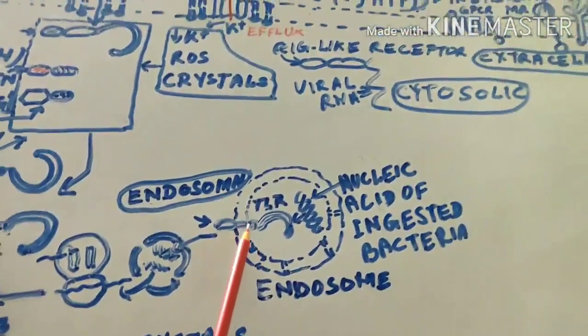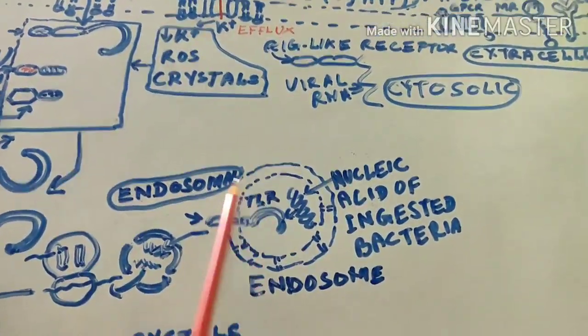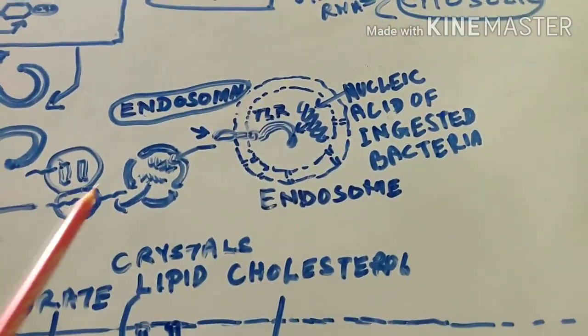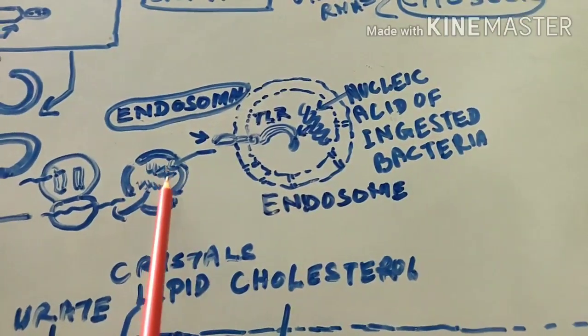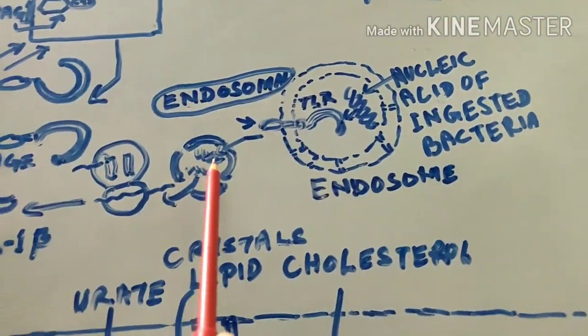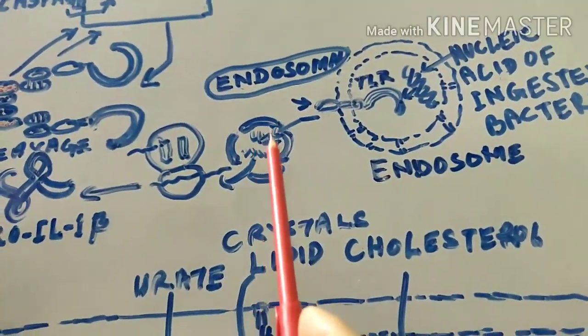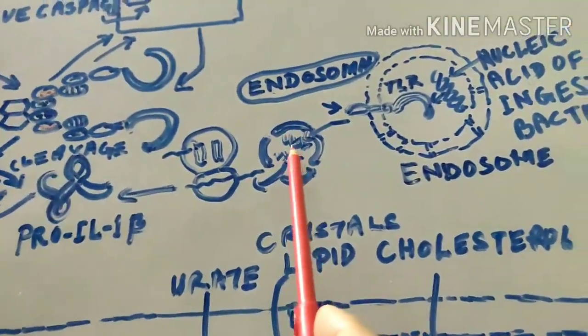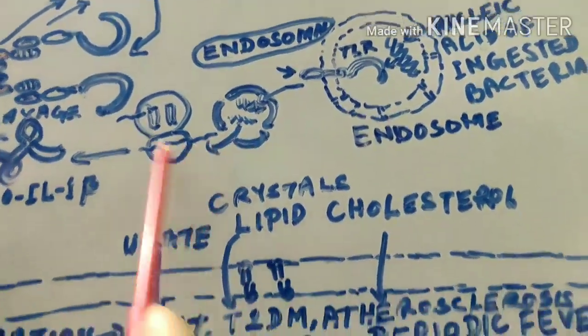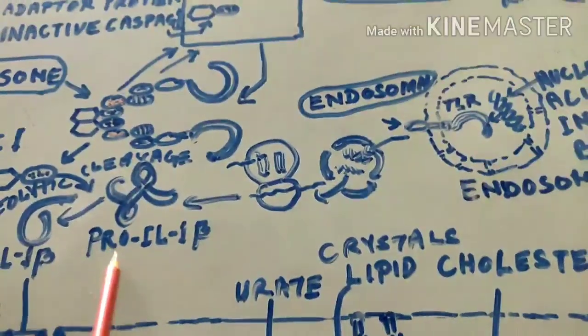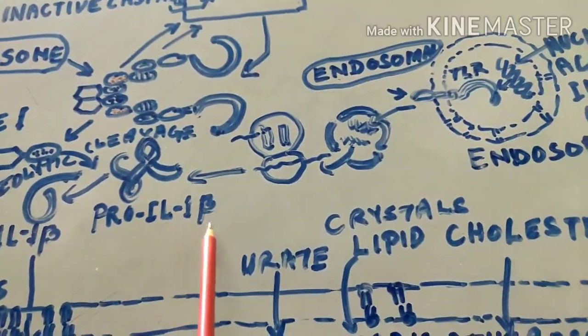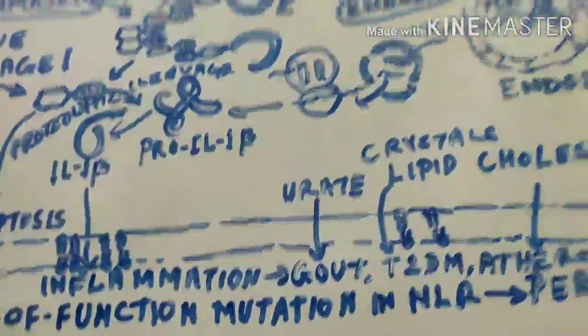After being activated, the toll-like receptor transduces the message to the nucleus of the host cell, and there it stimulates the process of transcription, by which pro-interleukin 1 beta is produced. This is the whole story about it.